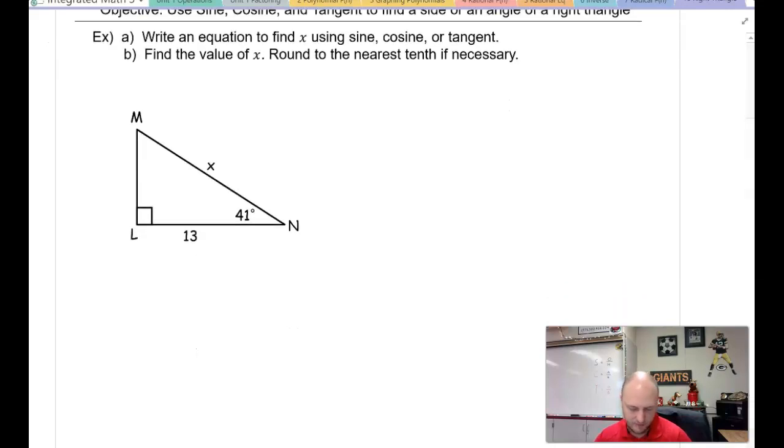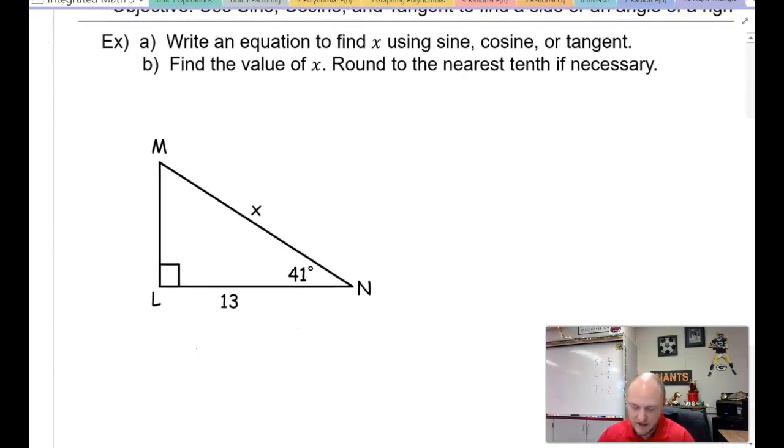Example number 2. Again, write an equation to find x using sine, cosine, or tangent. So which trig function am I going to use? Well, it depends upon what sides you're given. So here's the angle that I'm working with, 41 degrees. Okay? So from this angle, this side is opposite, this side is hypotenuse, and this side is adjacent.